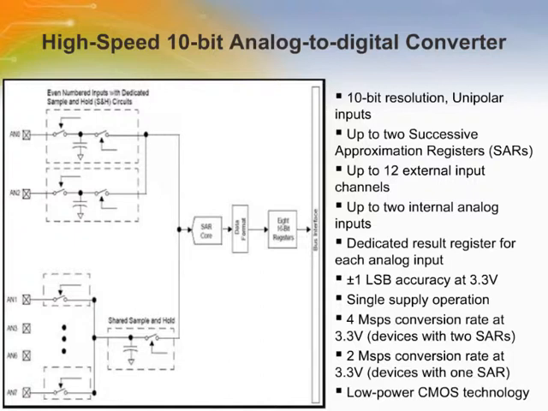The high-speed 10-bit analog-to-digital converter produces two 10-bit conversion results in 0.5 microseconds.